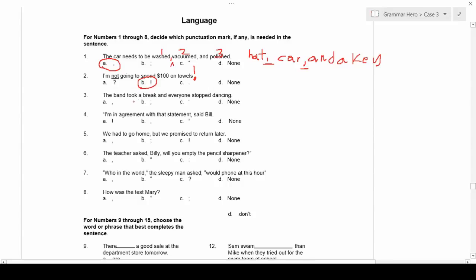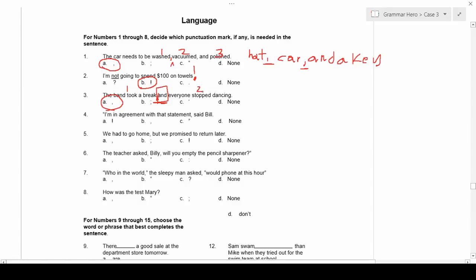Number 3, the band took a break and everyone stopped dancing. So for this one, you're going to need a comma in front of the and. So it's going to be A. Why is that the case, you may be asking? These are two independent clauses. And whenever you have two independent clauses offset by a conjunction, namely and, you have to put a comma in front of and.